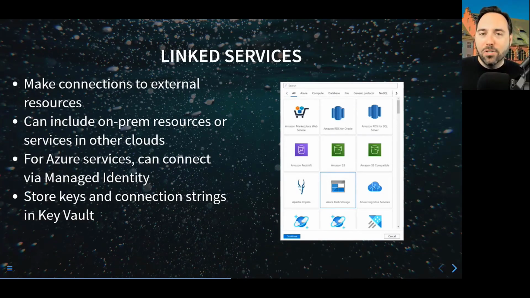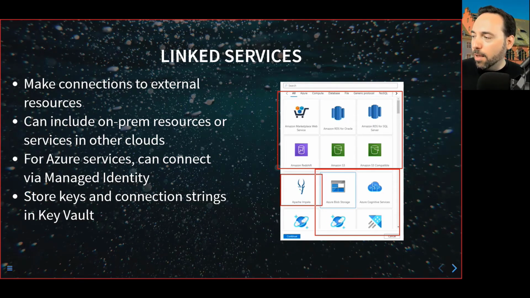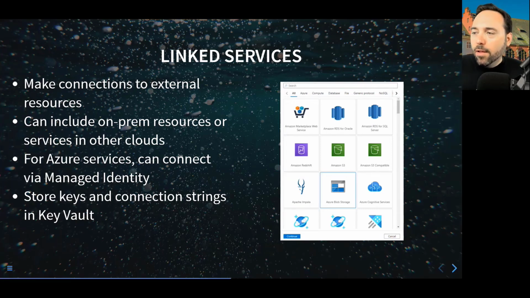So let's talk linked services. Linked services are your way to communicate with the outside world. I'm going to make a connection to an external resource. And one of the things I like about this screenshot is it's not just Azure. It's also, hey, here's AWS. Hey, here's on-premises Impala, or maybe I'm running an Impala cluster. Yeah, I'm running a Hadoop cluster in Google Cloud, and here's the IP addresses for it. So I can connect to on-prem resources. I can connect to other clouds, connect to services or infrastructure.